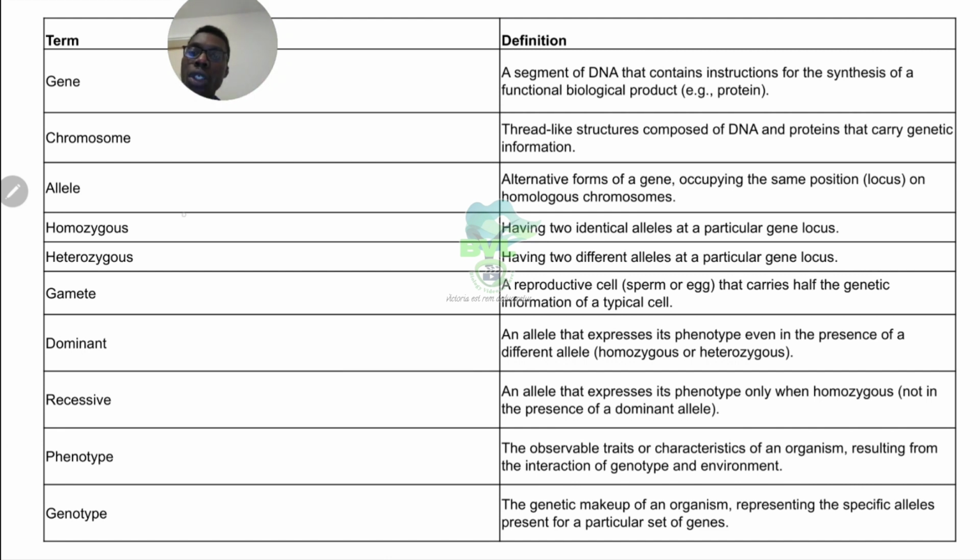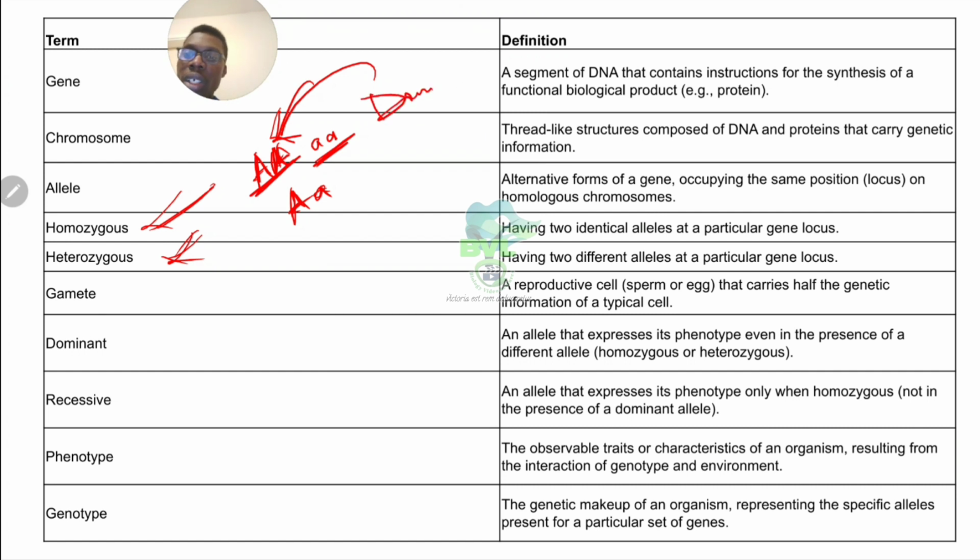Now bringing us to something called homozygous. If the alleles are exactly identical, like two uppercase or two lowercase, that is called homozygous. Homo, same. While heterozygous is when the alleles are not identical, say one uppercase, one lowercase. Please bear this in mind: uppercase always represents dominance. All right.